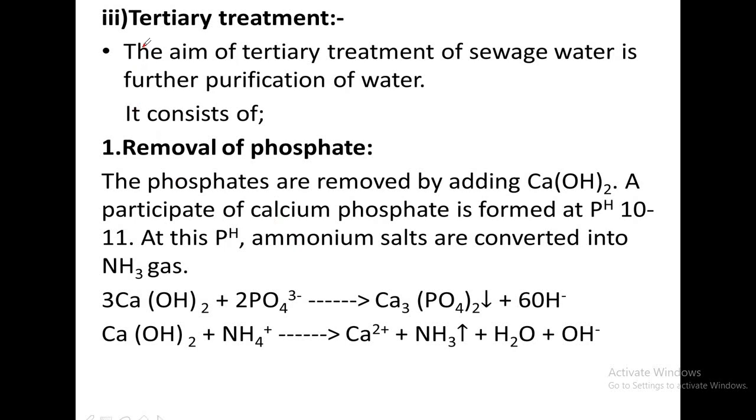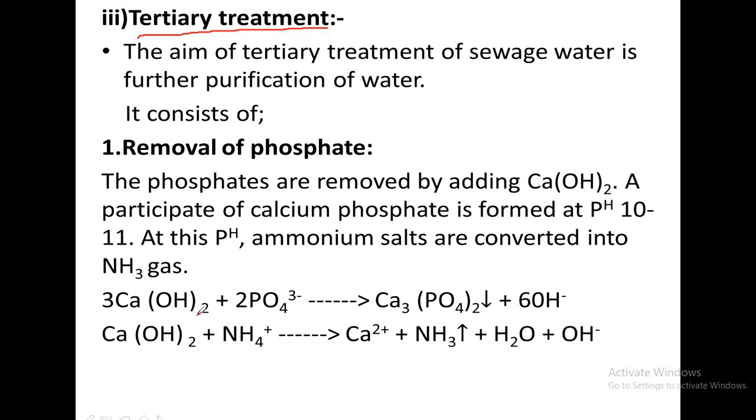Moving on, now it is the tertiary treatment. The aim of the tertiary treatment is to purify the water further, because in the secondary treatment organic nitrogen is converted into ammonium salts and organic phosphorus is converted into phosphate salts. Now how to remove these ammonium salts and phosphates? That is the first step, removal of phosphate.